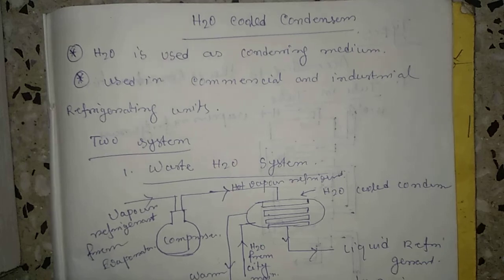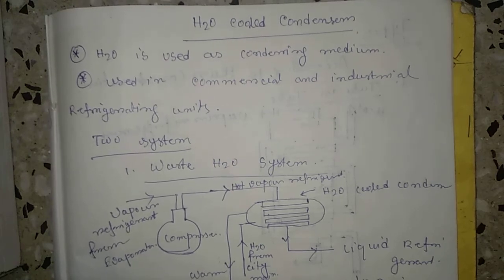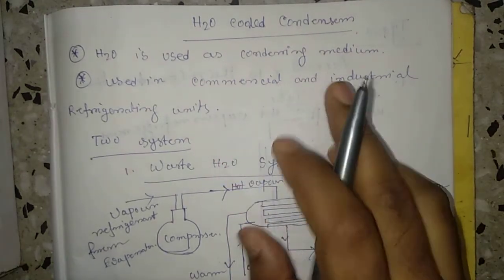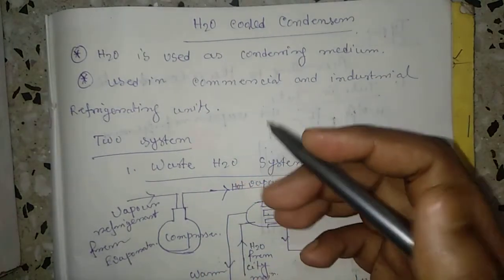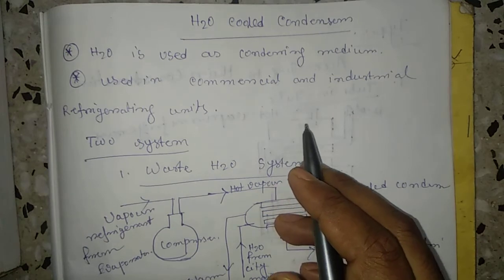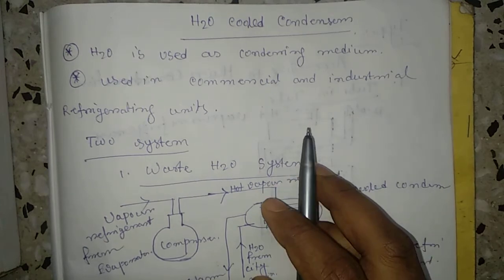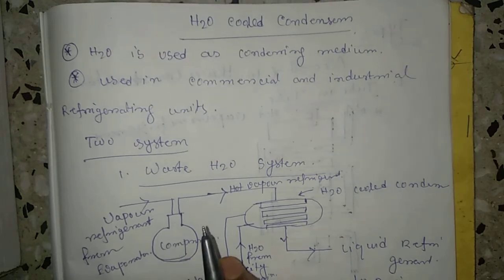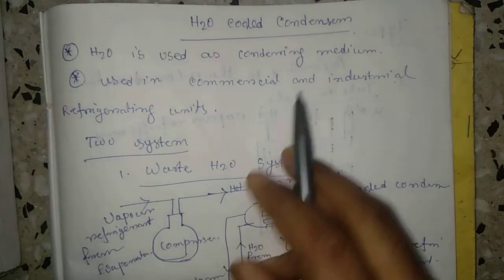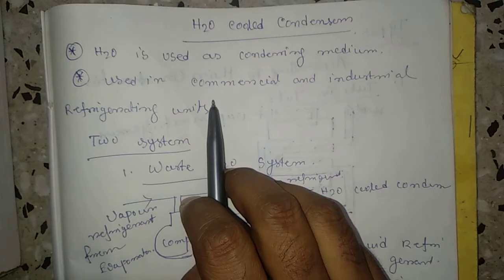Welcome back, student. In the previous lecture video, we already discussed the air-cooled condenser. We know that there are basically three types of condenser depending on the condensing medium: air-cooled, water-cooled, and evaporative condenser. In the previous lecture video, we discussed the air-cooled condenser, in which the condensing medium was air.